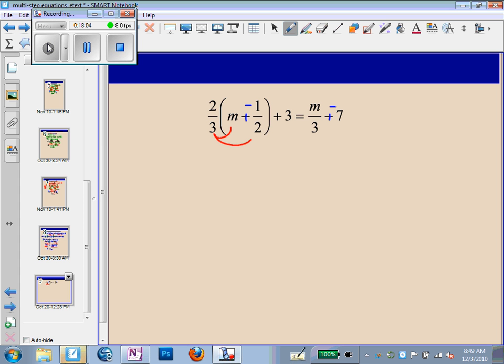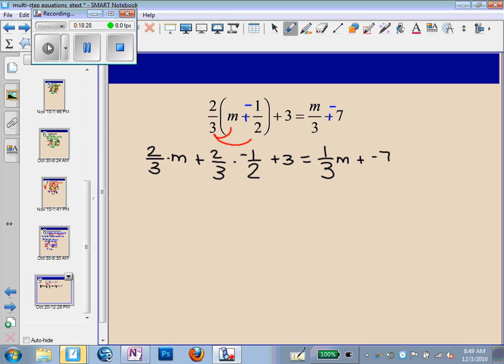So here I'm going to get 2/3 times m plus 2/3 times negative 1/2. So that's my distribution step. Remember to keep that plus 3. We'll deal with that in a few minutes. I'm going to change m divided by 3 to 1/3 m plus negative 7 on this step.